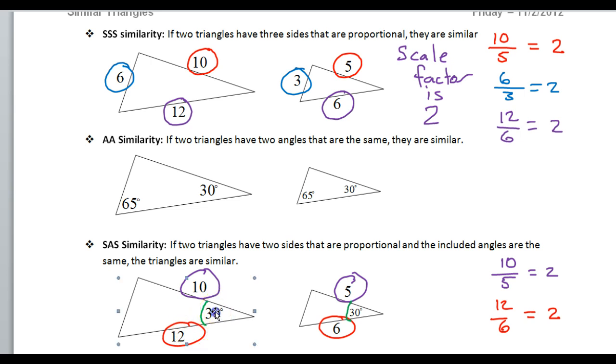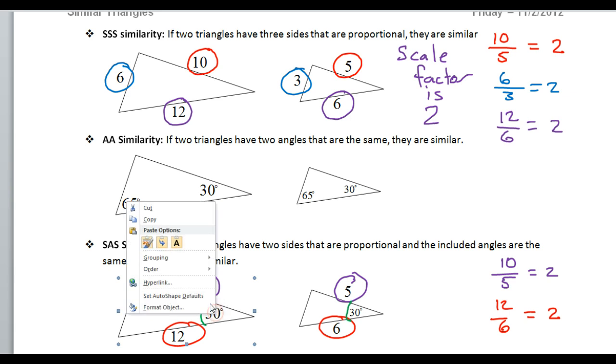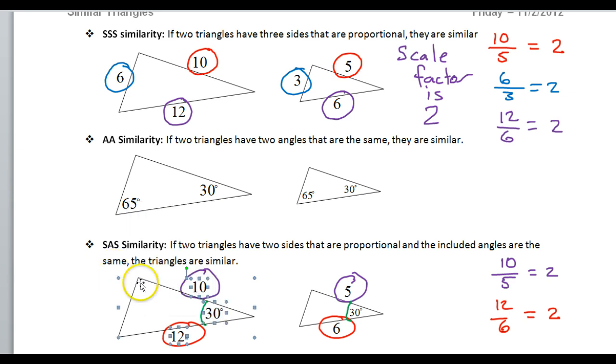If this 30 degrees in here were somehow on a different angle, so if I took this 30 degrees and put it over here, for example, these two triangles would not be similar. Even though I have two sides and an angle, and here I have two proportional sides and an angle, it's the wrong angle.